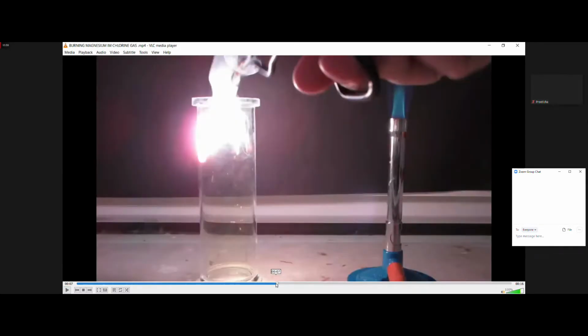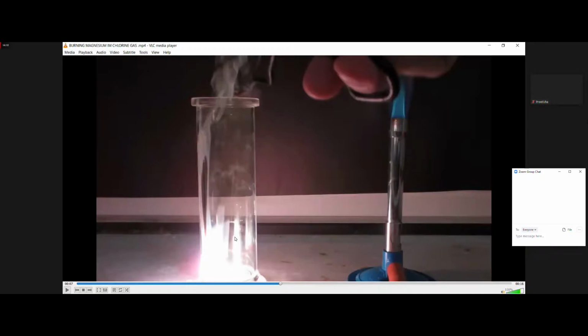Sorry. You can see, when it's putting it inside, can you see that? It's a very vigorous reaction. Okay. The reaction is very vigorous. You can see, very vigorous. And then you can see once inside also it burns very brightly. So that's for your first observation.